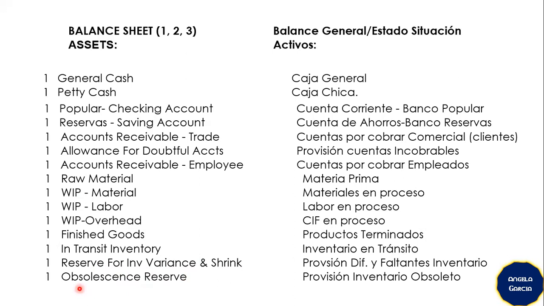And the last inventory account is obsolescence reserve. This is a provision that we are also making, a journal entry on a monthly basis, for those products that can be damaged, for example, those products that are overdue, those products that you cannot use anymore. So for those products, you may need a reserve.